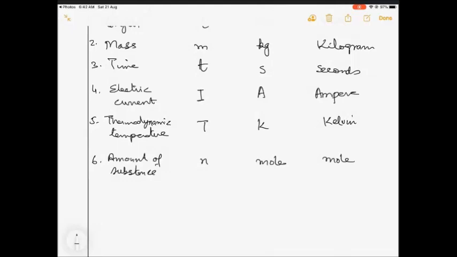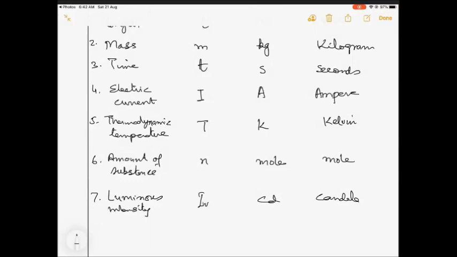And lastly, we come to the 7th unit, luminous intensity. It is not current, correction, it is light. This is represented by Iv, and its unit is cd, and it is called candela. So these are, students, the basic 7 units which you should be aware of.